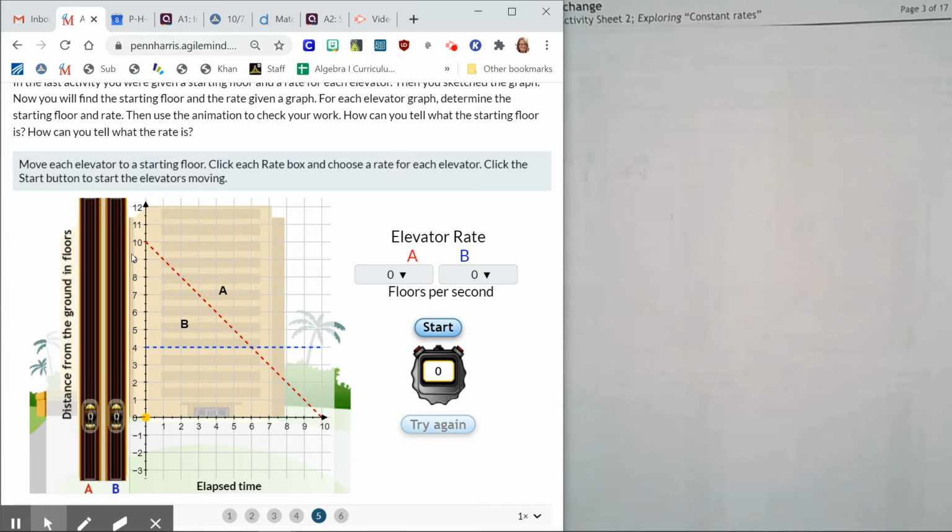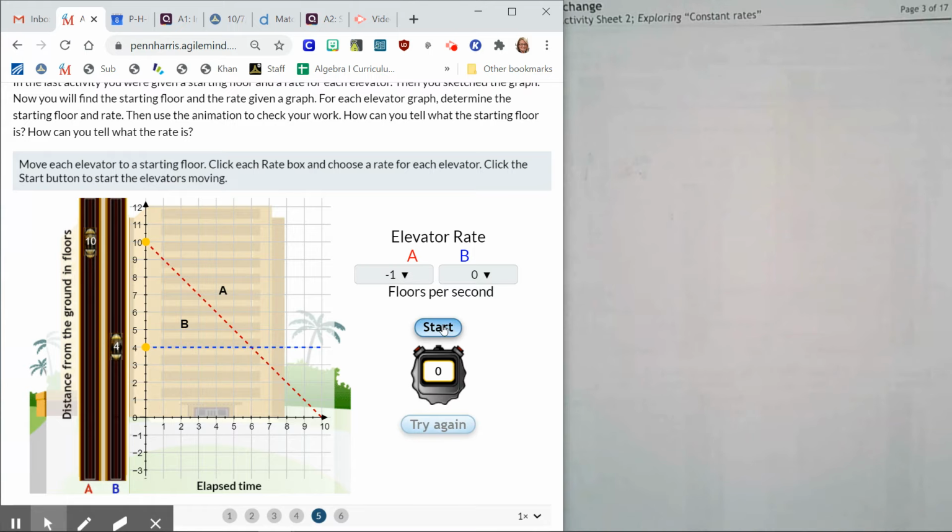Okay, so let's see. Let's go. Elevator A is up at 10 floors. Elevator B right here. Okay, so let's start with A. It looks like they are going down, so it's going to be negative. So -1 in 1 second. Elevator B, they're not moving up or down for any time. So we're going to call that a 0. There is 0 speed to the elevator.